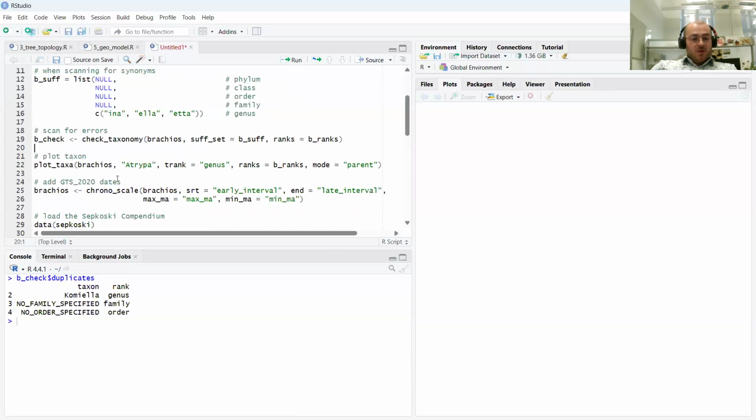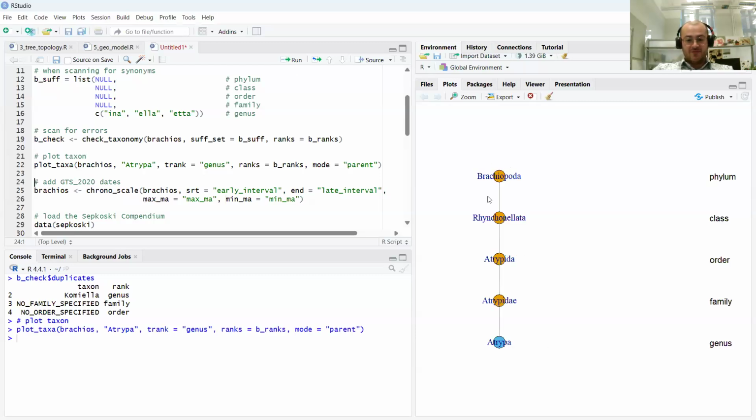So we also have a plotting function to visualize the taxonomic classifications of things. If I just quickly plot this one here for the brachiopod species Atropa, this gives us a classification chart which conforms to our expectations. Everything is just flowing upwards in a nice discrete manner.